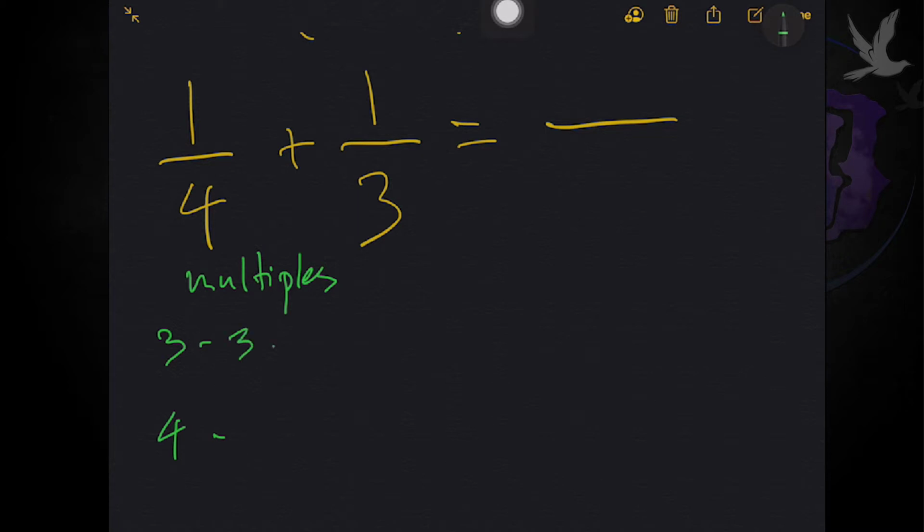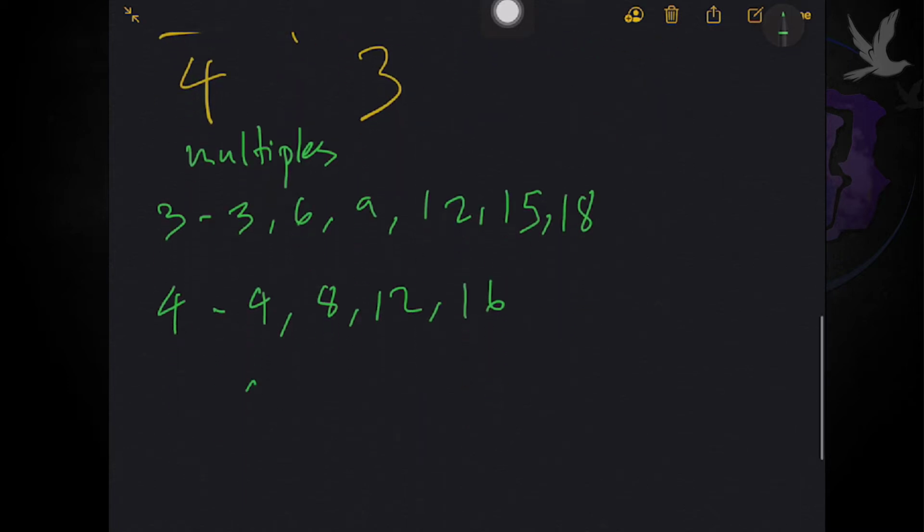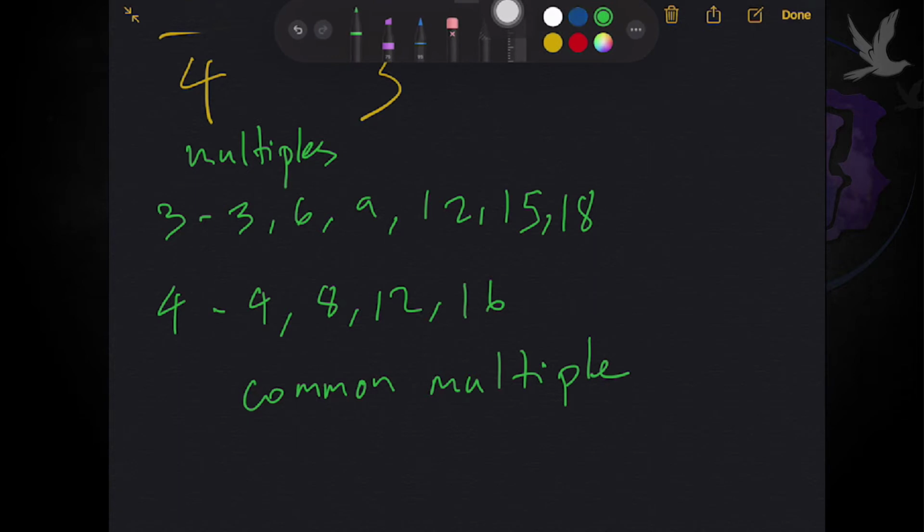So we have 3, 6, 9, 12, 15, 18. You can stop there. First 6 yan. So sa 4 naman, let's say 4, 8, 12, 16. So actually, it depends. The moment that you'll see a common multiple between them. Okay, in this case, now it becomes the common multiple. What's the first number that you see that are the same?